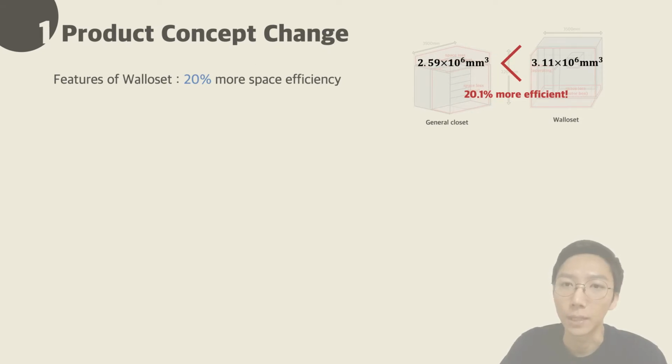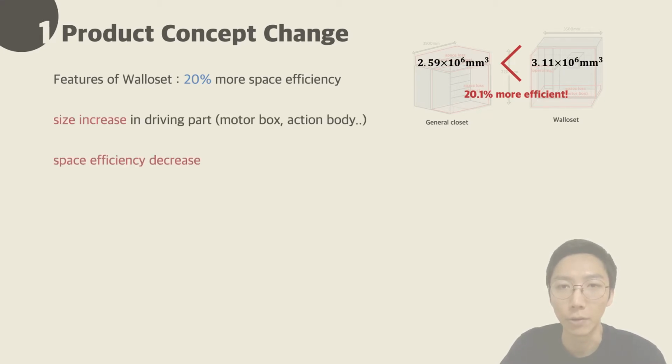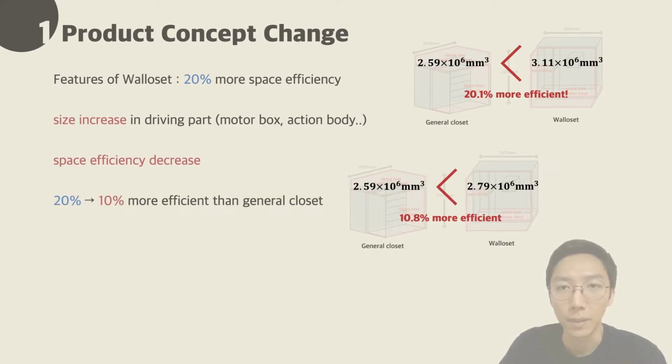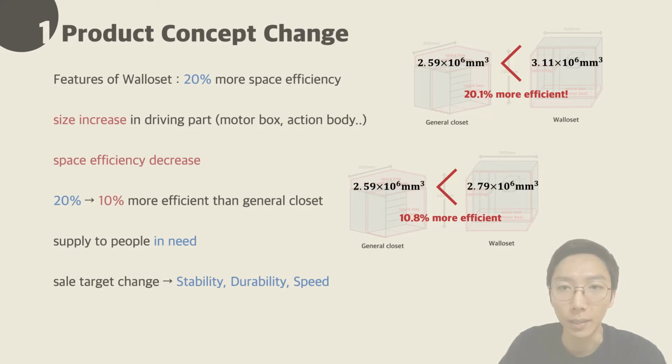When we planned the Wallozet, we estimated space efficiency was 20% higher than a general closet. However, the size of the driving part was larger than expected, resulting in reduced space efficiency. The additional space efficiency of 20% was reduced to 10%. We tried to market it to the general public for good space efficiency, but we decided to change the sales target and sell it to people who really need it.